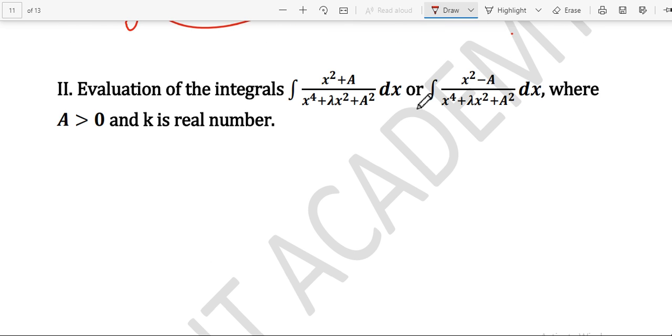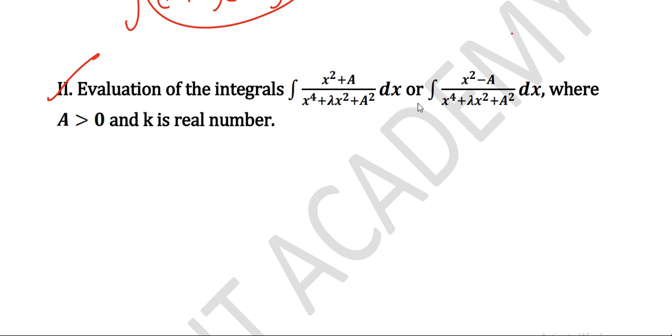The second case is evaluation of the integrals of the form integration x square plus a divided by x to the power 4 plus lambda x square plus a square dx, or integration x square minus a divided by x to the power 4 plus lambda x square plus a square dx. So here capital A is greater than 0 and k is a real number.